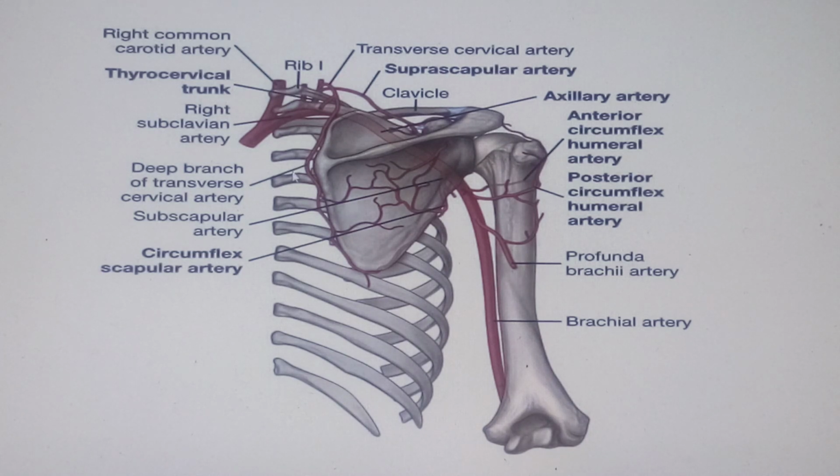Then I told you that from the posterior, these are the intercostal spaces in between the ribs at the posterior aspect, coming from the descending thoracic aorta, there will be posterior intercostal arteries which will form that anastomotic connection with some branches of the deep part of the transverse cervical artery. So that is what we see. I also told you that the posterior and anterior circumflex humeral arteries will also form a loop around the surgical neck of the humerus over here, to give a rich supply to the neck of the humerus.